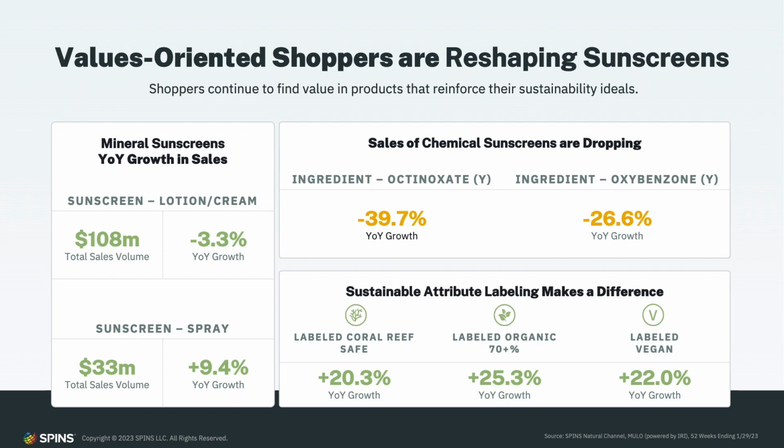On the bottom right, we have a few other SPINS sustainability attributes to help us tell how sunscreens are promoting sustainability in other ways. By taking a look at the labeled organic attribute, we see sunscreens leveraging 70% more organic ingredients resonating, as well as sunscreens leveraging vegan, cruelty-free practices, both of which being great ways to reinforce sustainability ideals for shoppers.